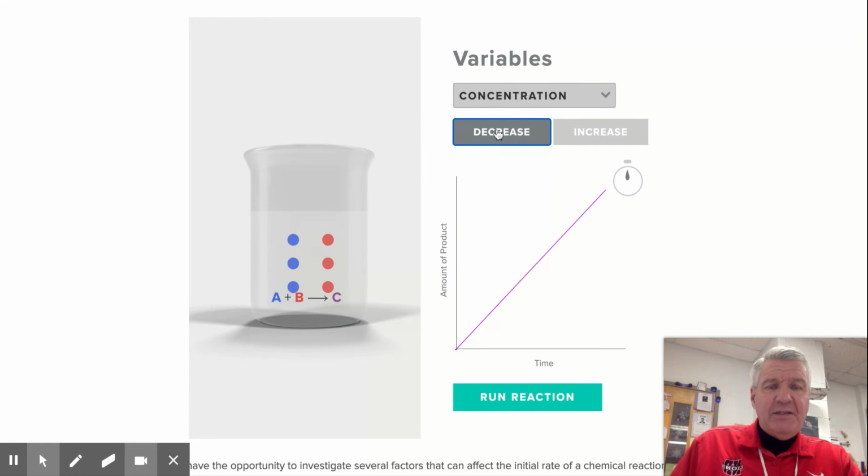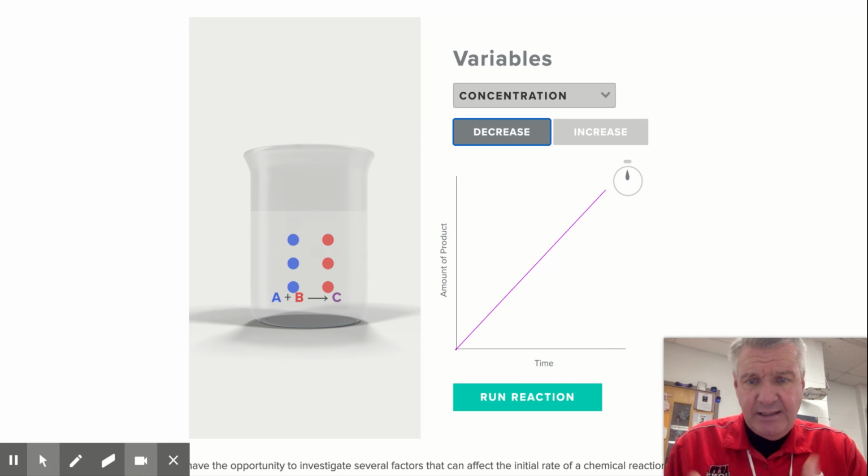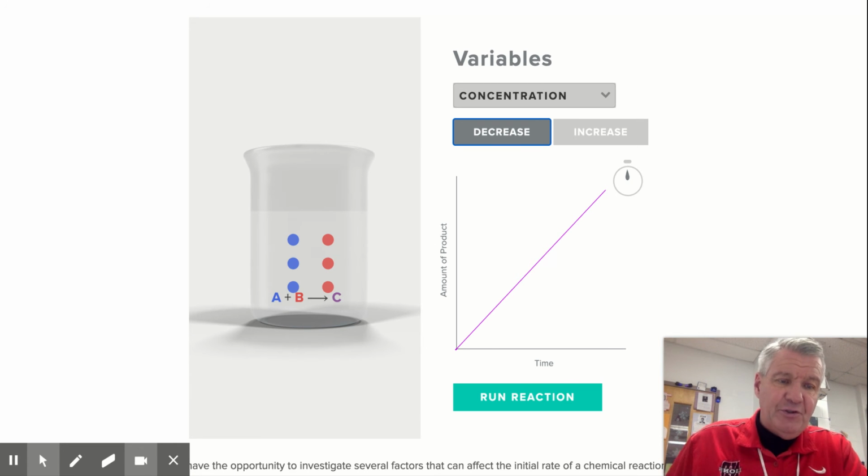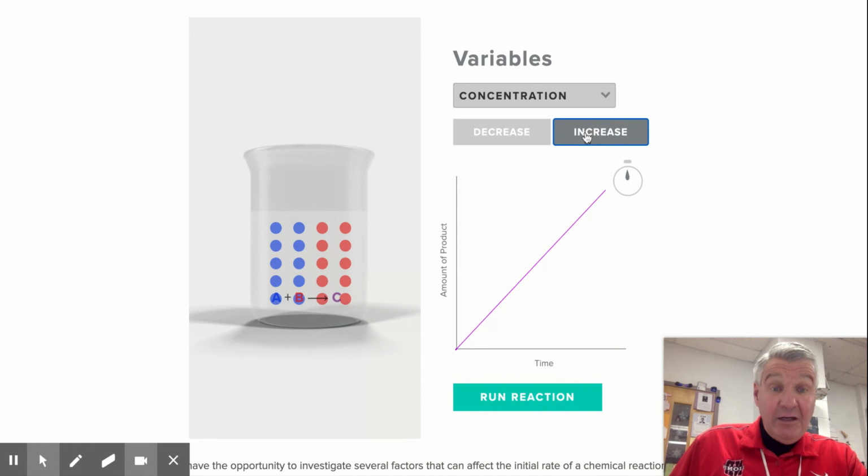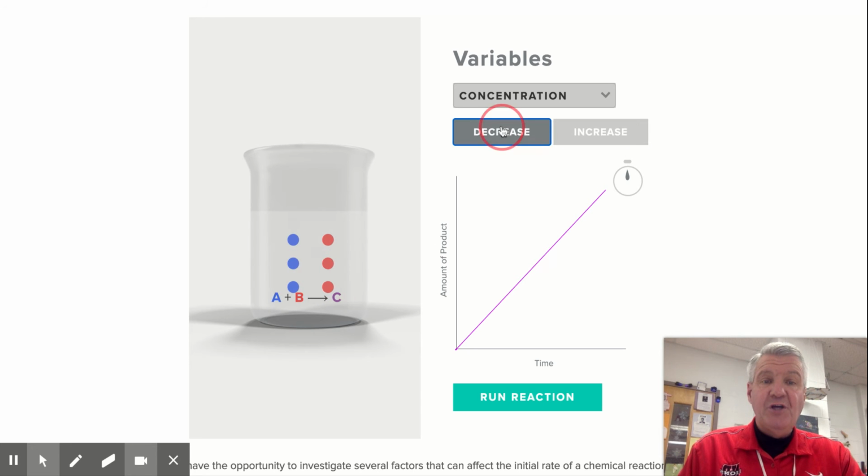Well, if I decrease the concentration, you look over here. So here I have my A plus B. These are my reactants. And of course, it's going to yield something different. Now, in class, you and I said A plus B yields AB. This is just using C, so it's no big deal there. It's just a difference in using a letter. If I increase the concentration, wow, there's a ton more stuff in there. So let's decrease and let's run the reaction.